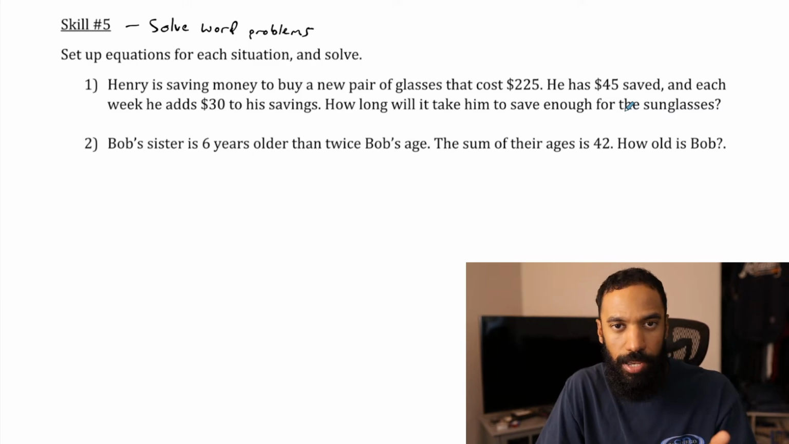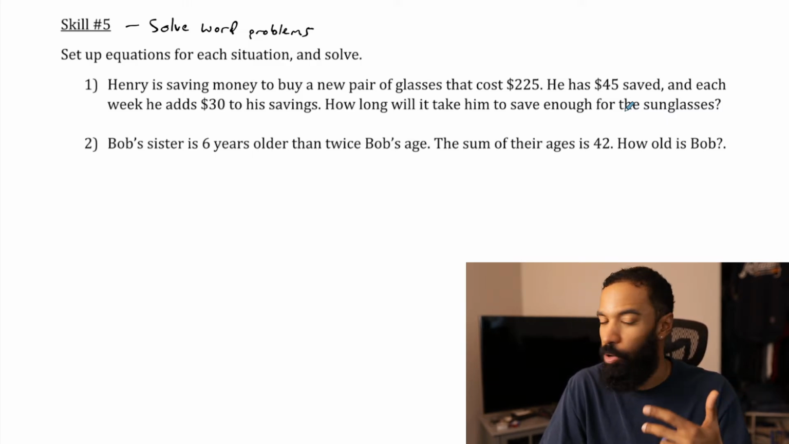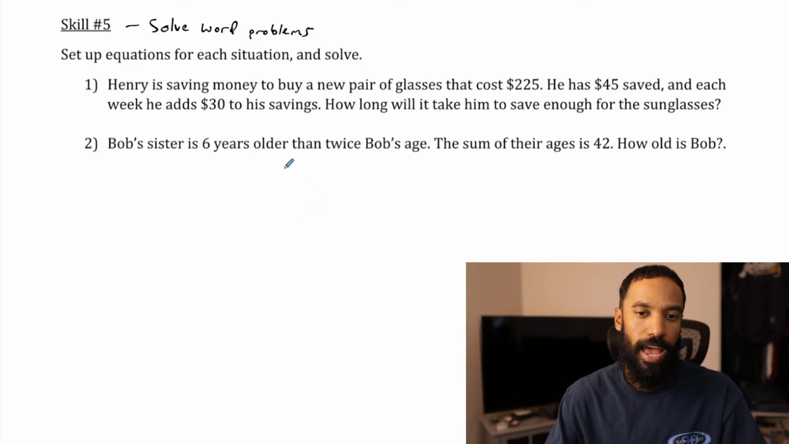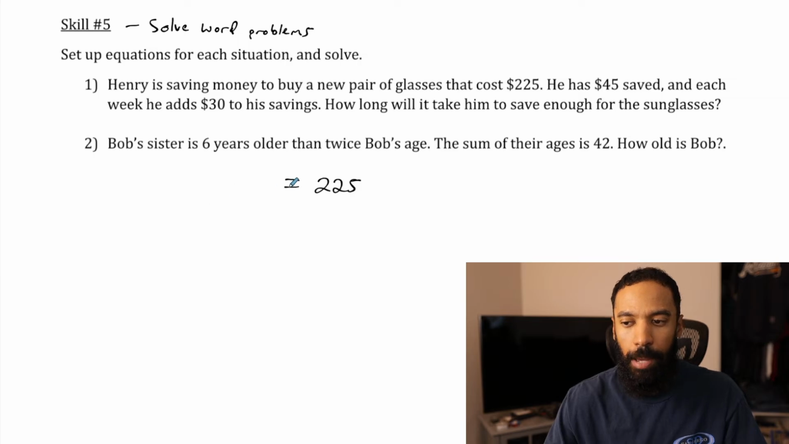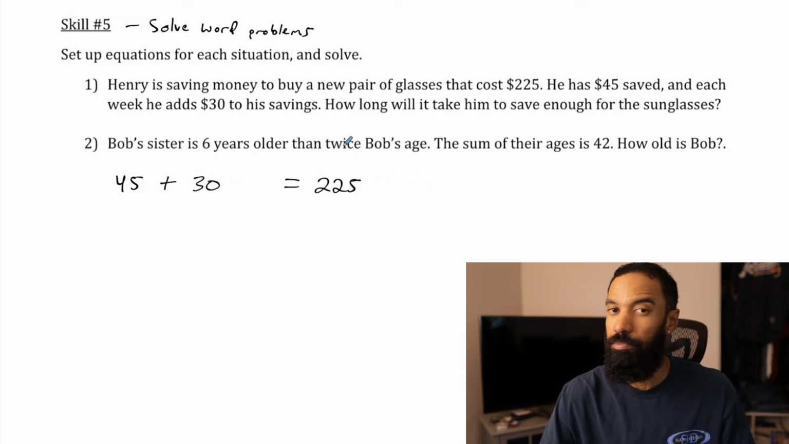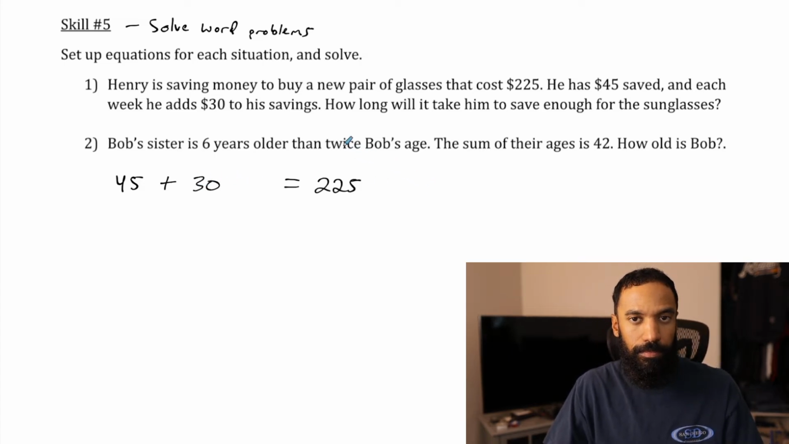We know how much the glasses cost. We know how much he saved. We know how much he adds per week. So something is going to add up to $225. All the money that Henry adds, invests, saves, is going to add up to $225. Well, he has $45, and then he adds $30. Does that equal $225? No, that equals $75, because he adds $30 the next week, and another $30 the next week, to $60 and $90 and $120 and $150. Right? It keeps going.